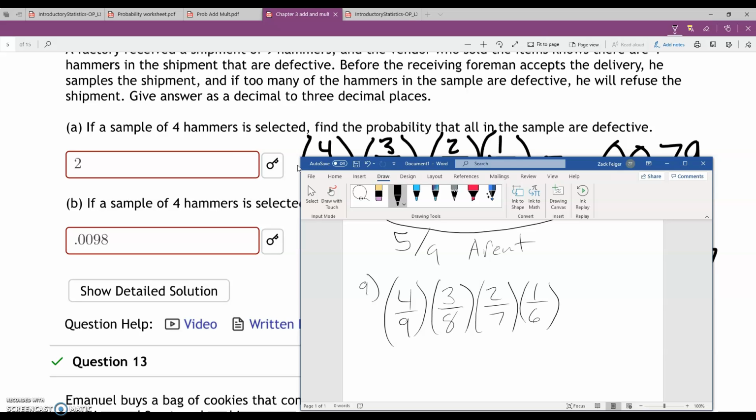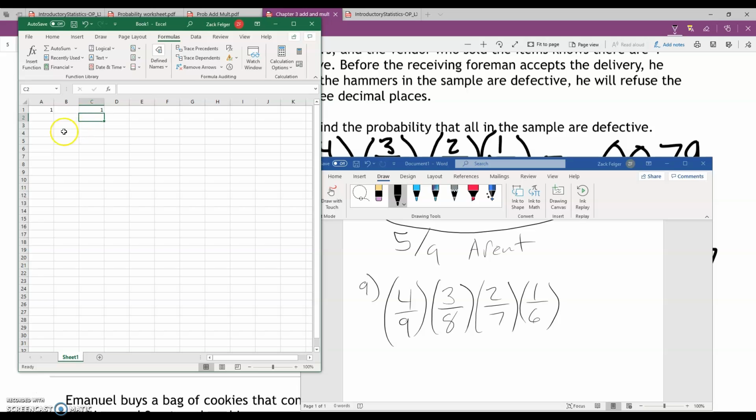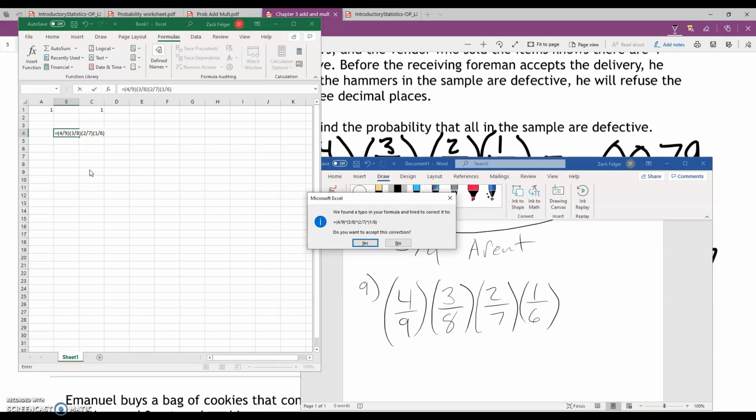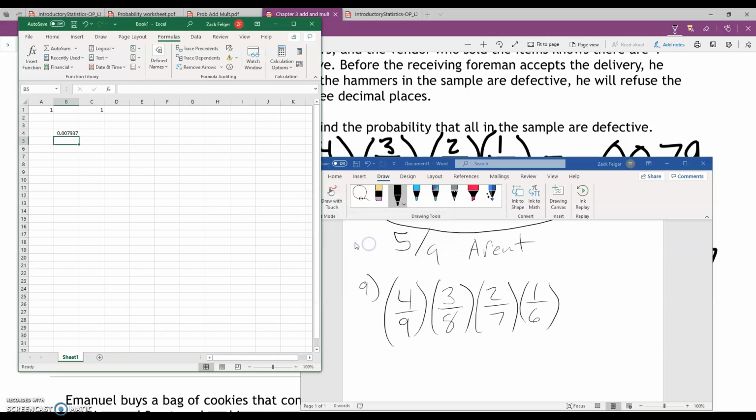And if you just enter these on your calculator or on Excel, and I'll pull them up in Excel so I could show you how to do them on there. You could just take equals 4 divided by 9, 3 divided by 8, 2 divided by 7, and last but not least, 1 divided by 6. Hit enter. And that right there is your statistic.